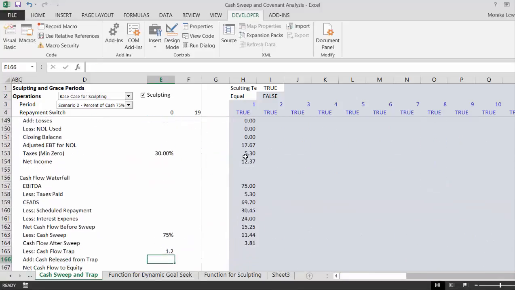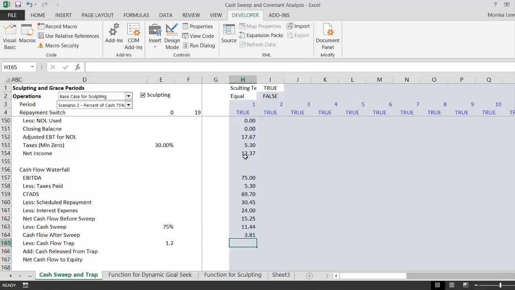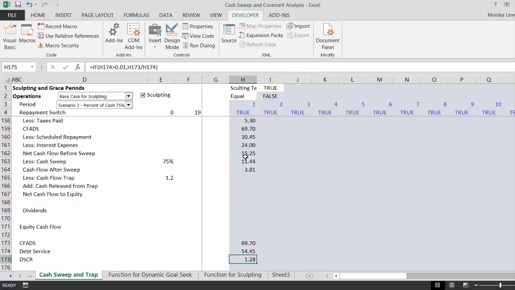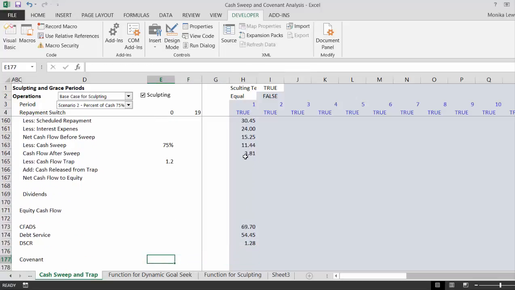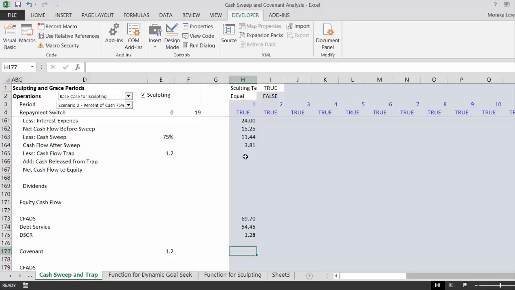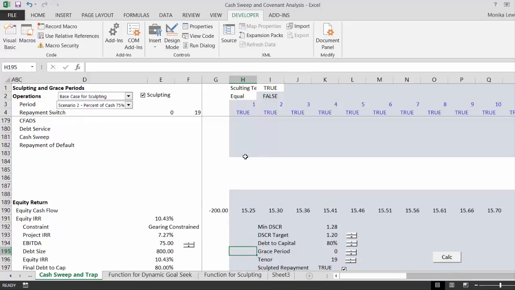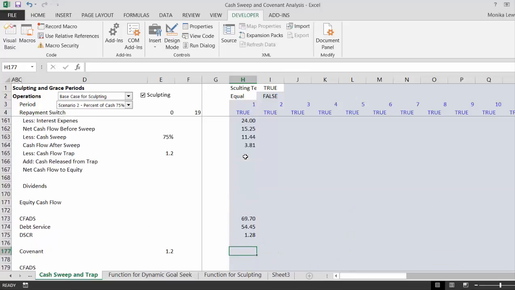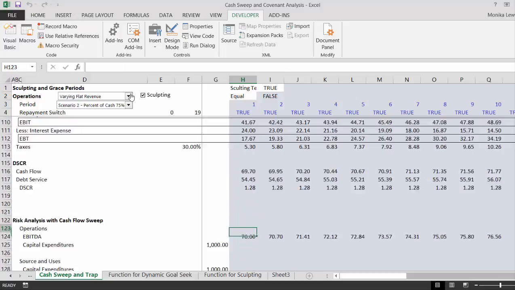Here we go. Now, when you put the cash trap in here, I think we should put a little thing just below this to say, here's the covenant. And let's make a silly covenant. I'm just trying to think why we must be running on some kind of different scenario. So let's say that instead of base case for sculpting, we have fallen revenues. And let's make our revenues even lower.